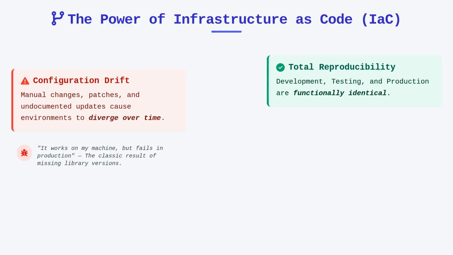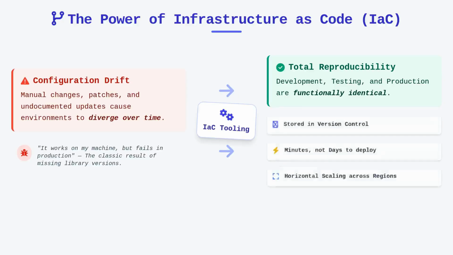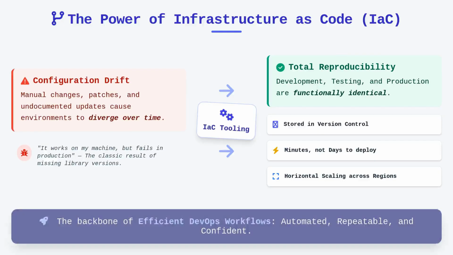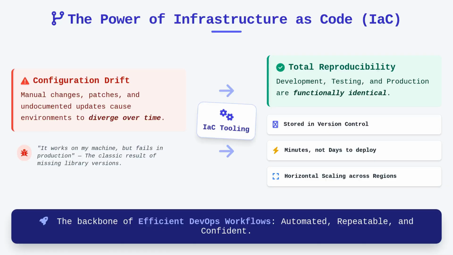If you have ever encountered a bug that only appears in production because the test server was missing a specific library version, you have experienced the consequences of drift. By using an IaC tool, you define the stack in code, store it in version control, and redeploy it to any environment with total confidence. This consistency is the backbone of efficient DevOps workflows, as it enables teams to spin up complete architectural stacks in minutes rather than days. It transforms the deployment process into a repeatable, automated operation that scales horizontally across as many regions or environments as the business requires.